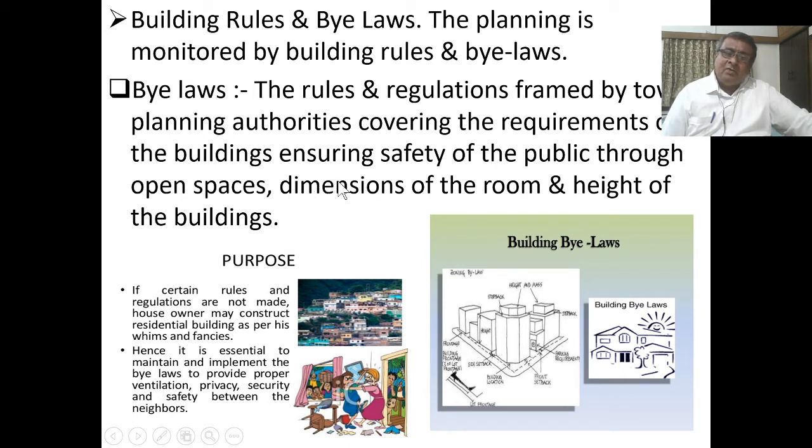basically length and breadth are the dimensions of the room, and the height of the building. In some areas the height restriction is up to 9 to 10 meters, but in some metropolitan areas there is no restriction for such heights. You can construct a building up to 50 floors also. That is, buildings of 150 meters height are constructed in metropolitan areas, due to shortage of open spaces.